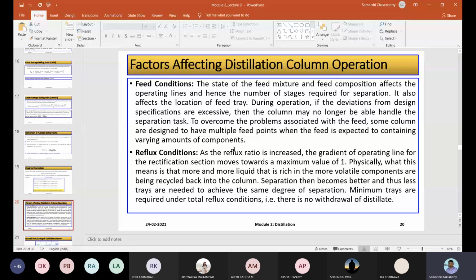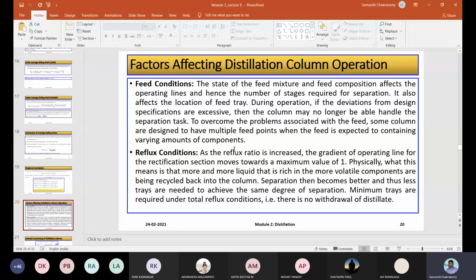So like feed condition, feed flow rate also plays a significant role. If you increase the feed rate too much, what will happen? There is going to be a significant amount of crude oil build up on the different trays, and then flooding can take place.